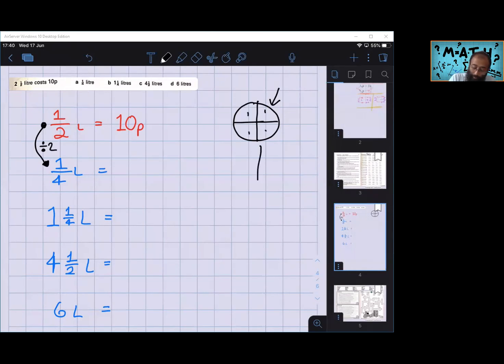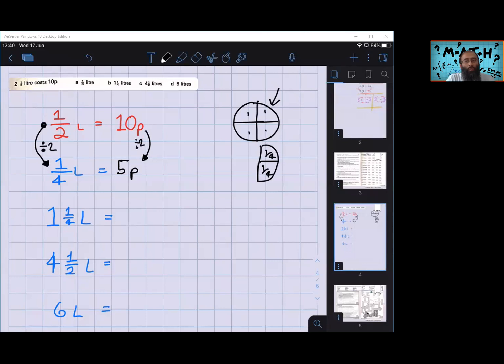Half divided by 2 gives you quarters, and you can see that from the diagram. So what we do on the left, we do on the right. What's 10 divided by 2, Idris? 5. Fantastic.